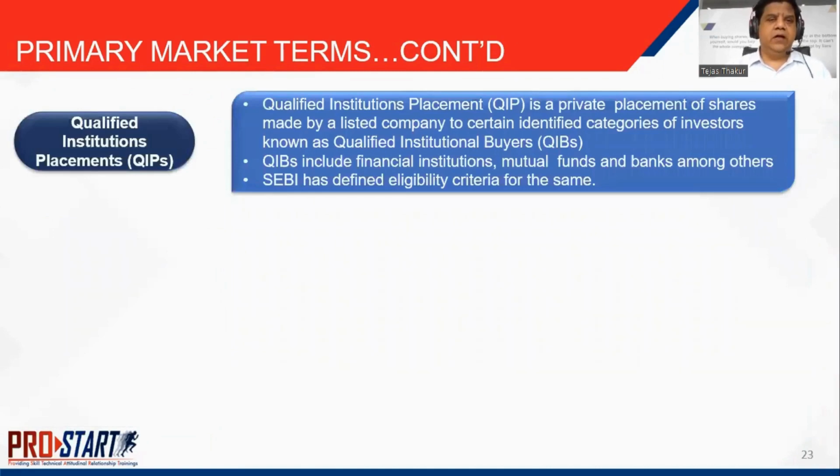QIPs, qualified institutional placements. It is a private placement only, but I have identified a certain category of individuals which are known as QIBs, qualified institutional buyers. I just give it to them. QIBs could be financial institutions, mutual funds, banks, etc. SEBI has defined certain criteria for them. So whenever we look at it, we'll go through the details of it.